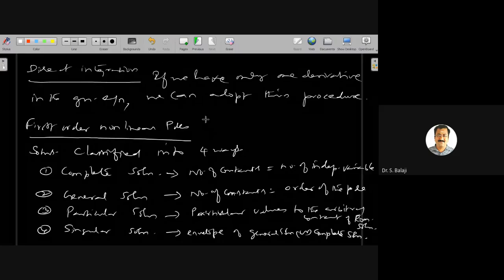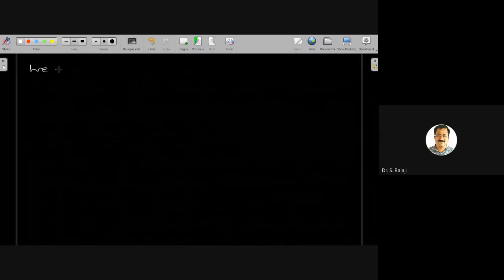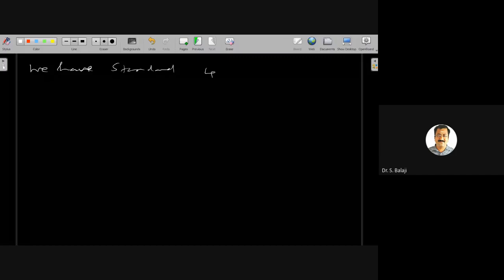Now, in the first order nonlinear PDEs, we have four standard types of equations. First one is f of p, q equal to 0.